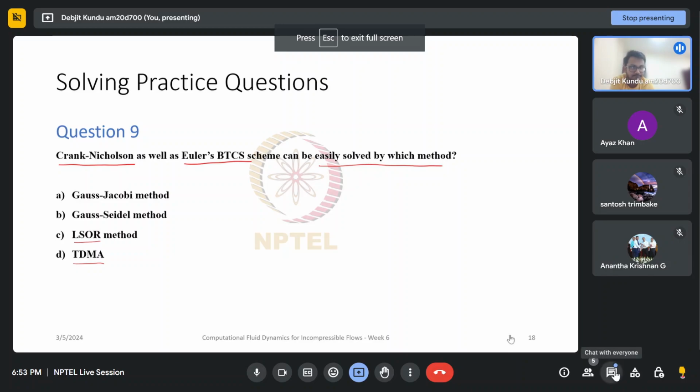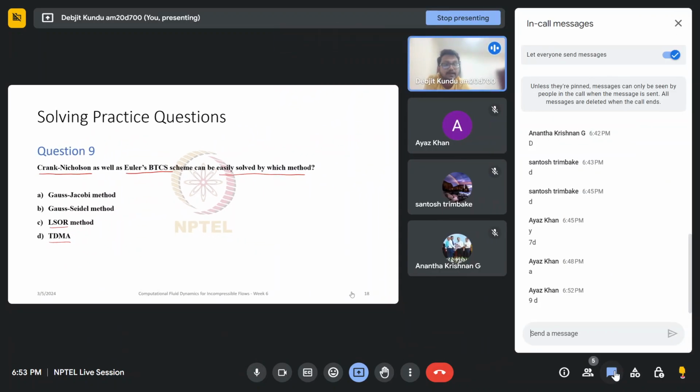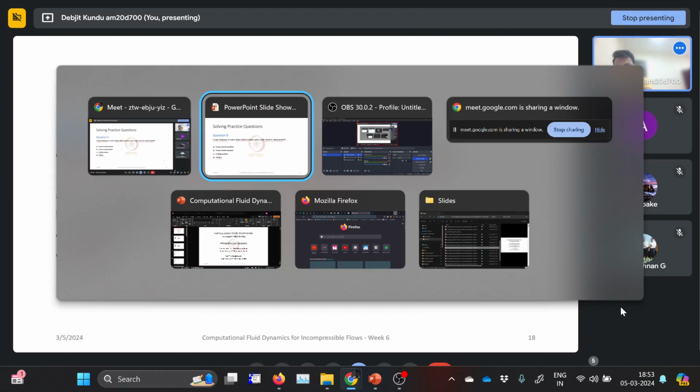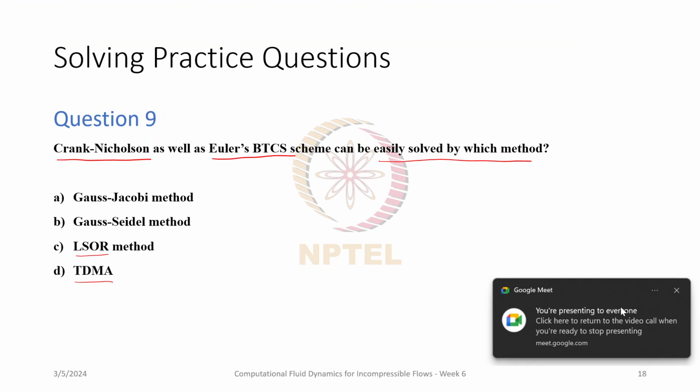Sorry, I think I lost my connection in between and now I'm back. Okay, so we seem to have a few responses in favor of option D, that is TDM. Let's have a look at the solution.